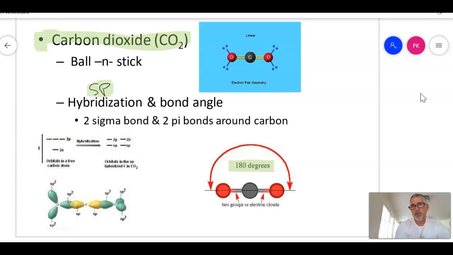Right? So this one, because it has 2 double bonds, has 2 sigma and 2 pi bonds around each carbon. Right? So if you look at it here, each oxygen is actually sp2, as far as hybridization, but the molecule is sp at the carbon. So it's sp2 at the oxygens, and it's sp at the carbon.